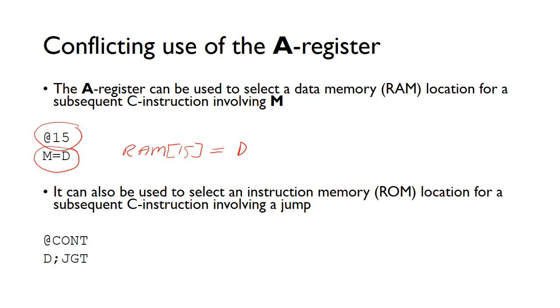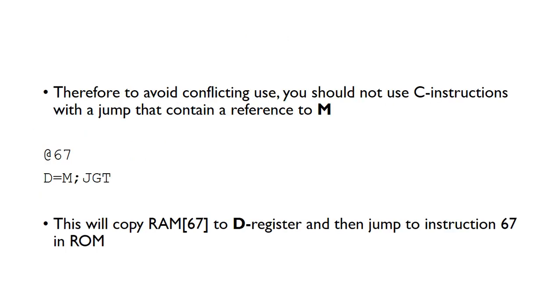And then we also use it for selecting an instruction memory location, so ROM, when we're going to do a jump. So for this kind of code here, we're going to put a value in the A register, and then supposing this jump is true, we'll jump to whatever value is stored in the A register. So we can use the A register for addressing RAM and ROM. To avoid this conflicting use, you need to make sure that you don't use C instructions with a jump that also contain a reference to M. So this is an example you don't want to do. You never want to have a situation where you've got M and a jump.